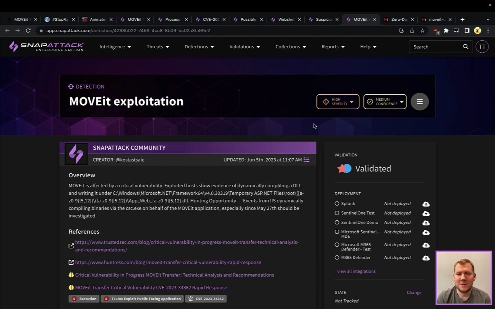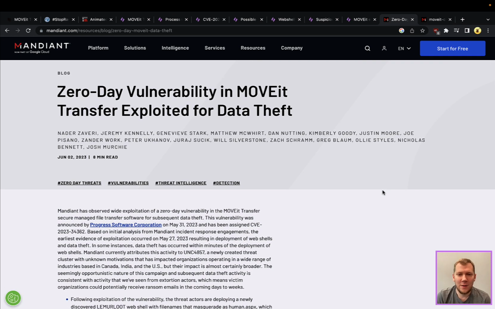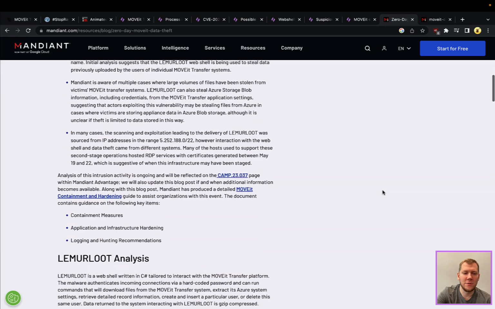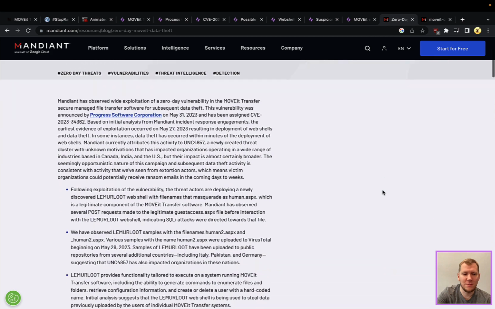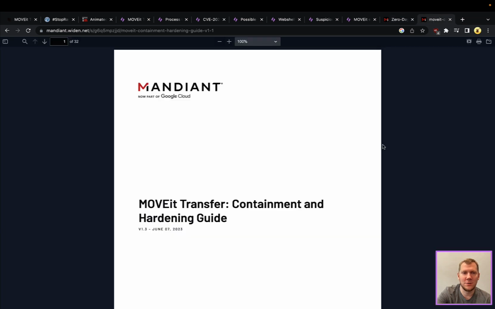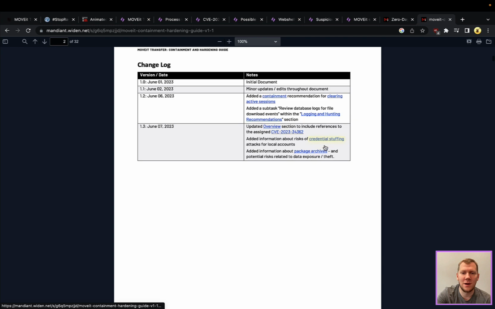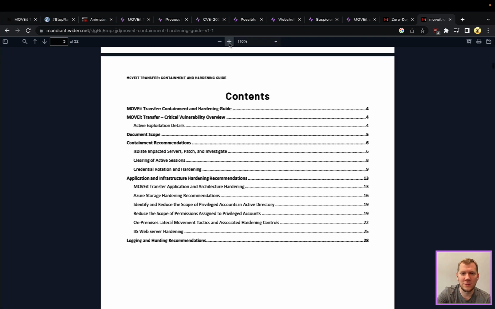So what happens if I see evidence of this activity in my network and now I need to move to remediation? I'm going to pass that off to our partner Mandiant. They have a really good blog post talking about some of their analysis. And most importantly here, there is this MOVEit containment and hardening guide that they released. This is a 32-page document that goes over a lot of those remediation steps and best practices, as well as a little bit of analysis.